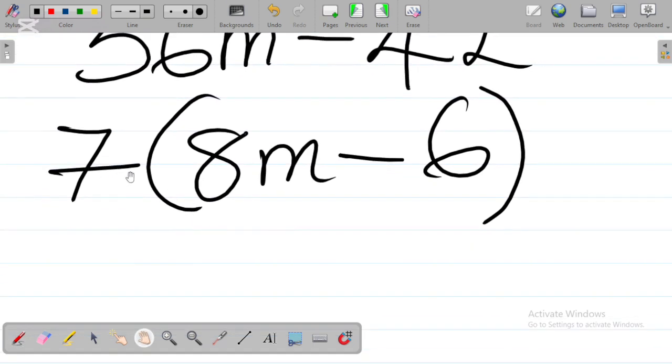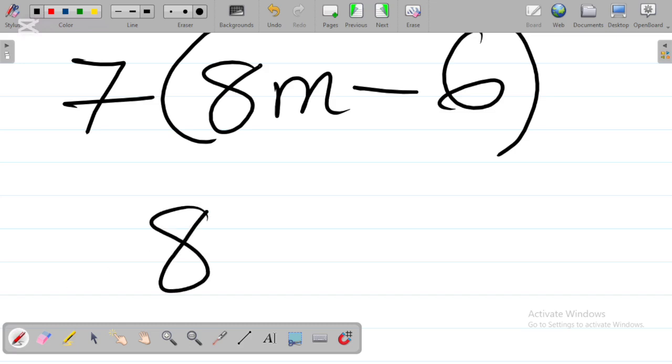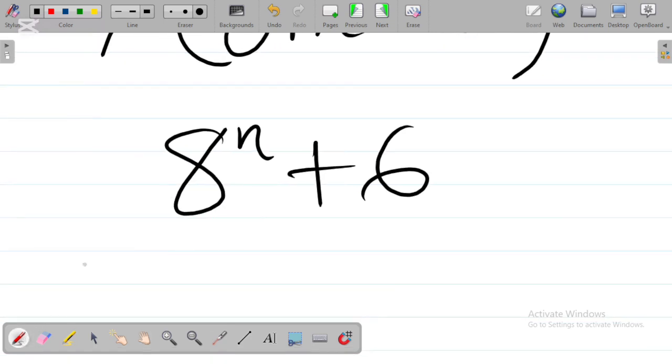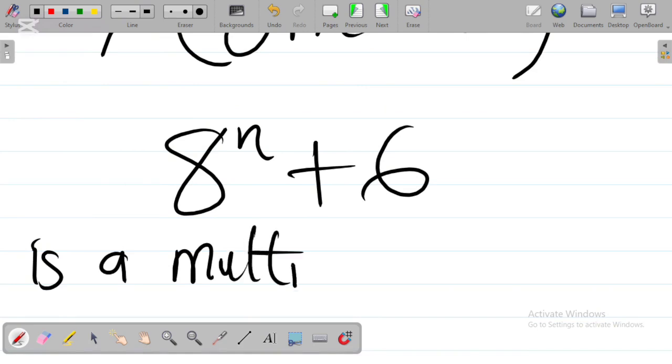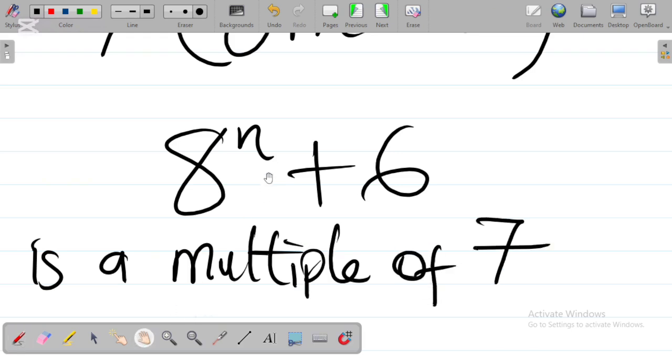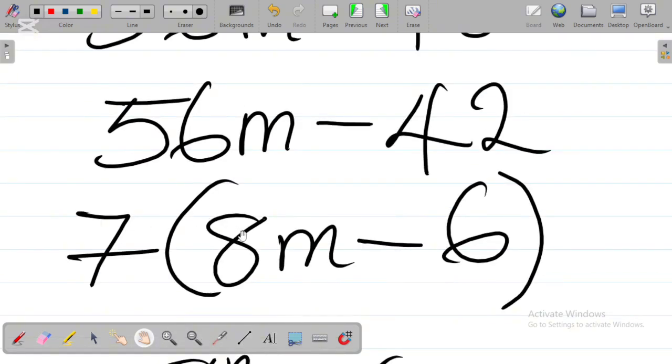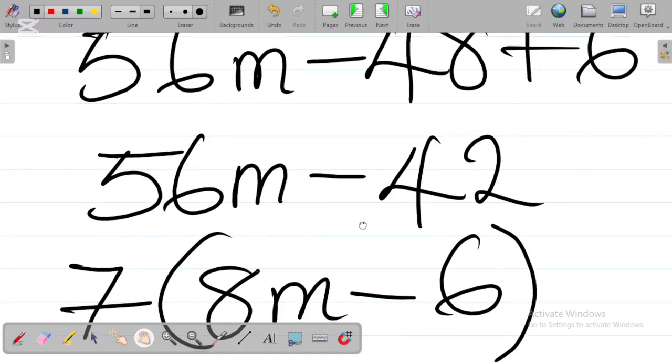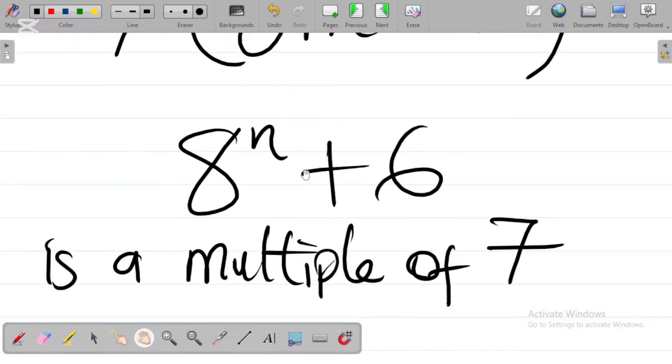So at this point, we can say that the equation given, which is 8 raised to the power n plus 6, is a multiple of 7. Because 7 multiplied by 8m would give you 56m. And then 7 multiplied by negative 6 will give you negative 42. So this is our final answer.